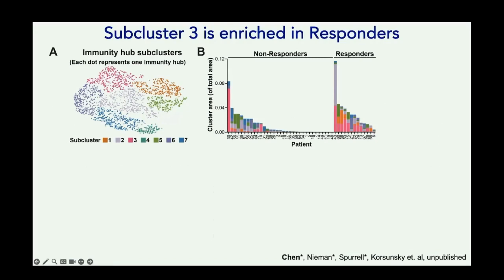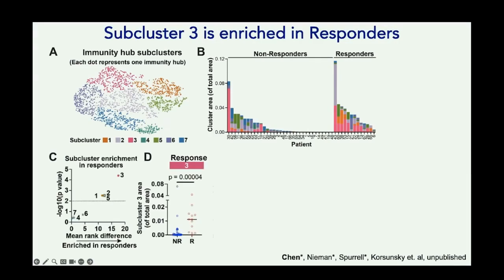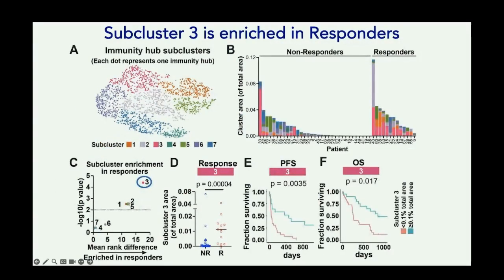And when we look at subcluster 3 in particular, we find that subcluster 3 is the one that distinguishes primarily the non-responders and responders. And you can see here, subcluster 3 is the highest difference enriched in responders, both in terms of rank difference and statistical significance. And you can see here the area taken up by cluster 3 spatially is much higher in responders than it is in non-responders. So what is cluster 3?